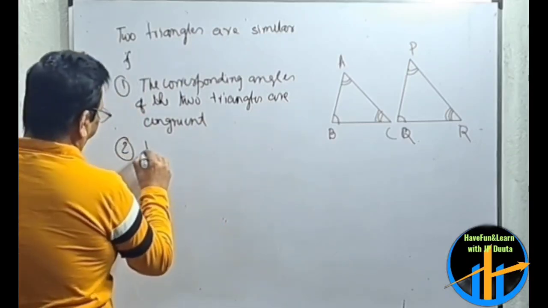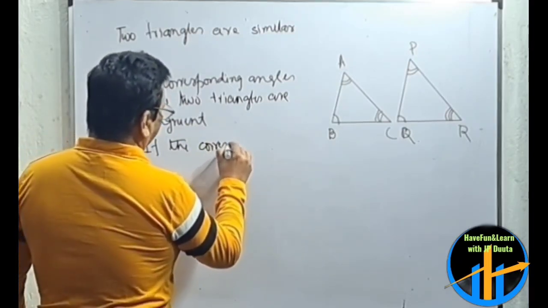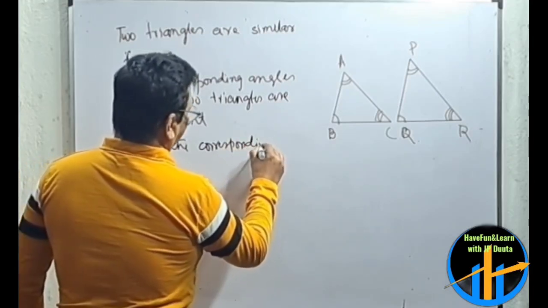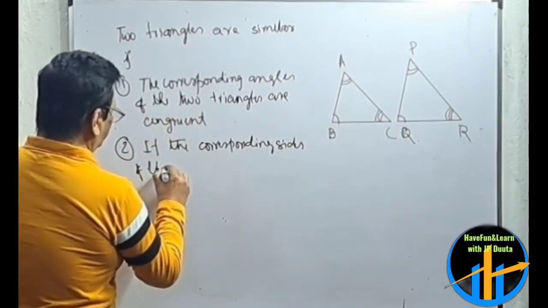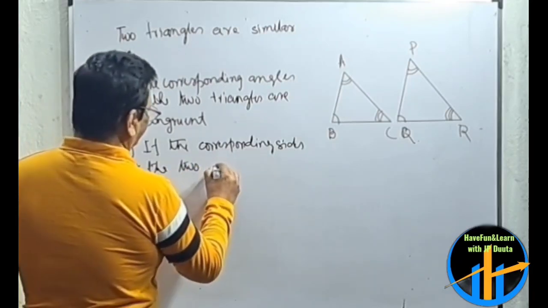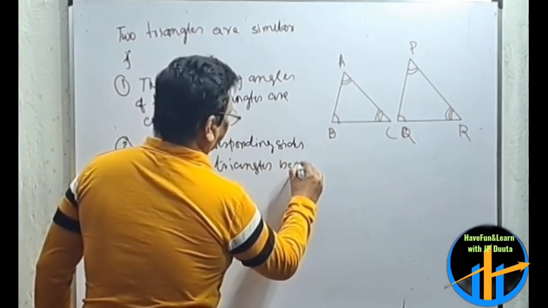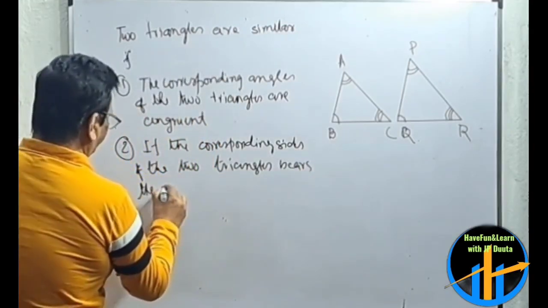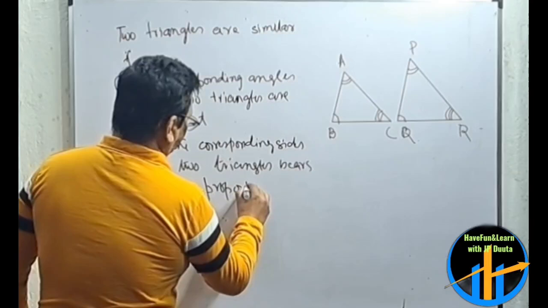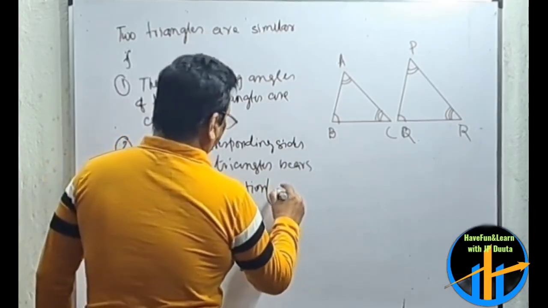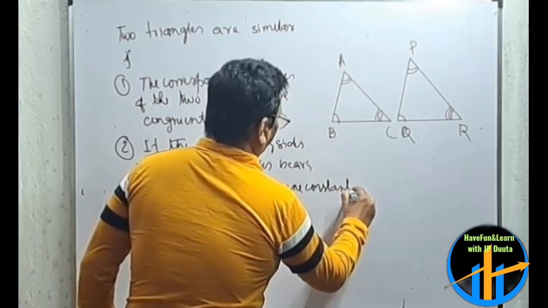Number two, if the corresponding sides of the two triangles bear the same proportion, by which I mean the same constant ratio.